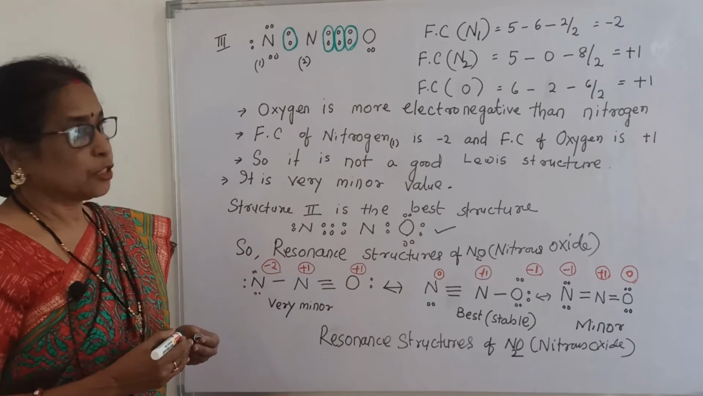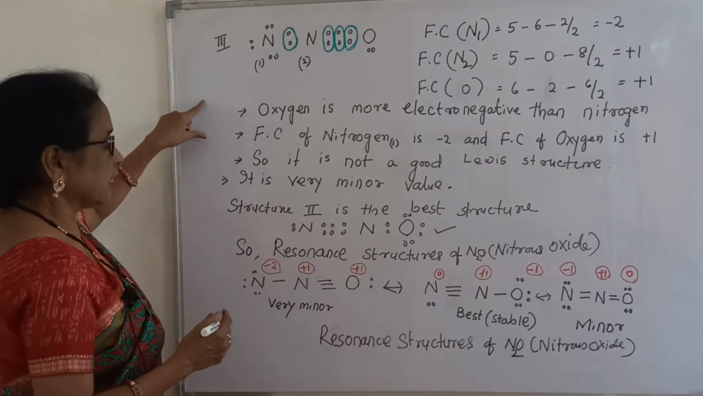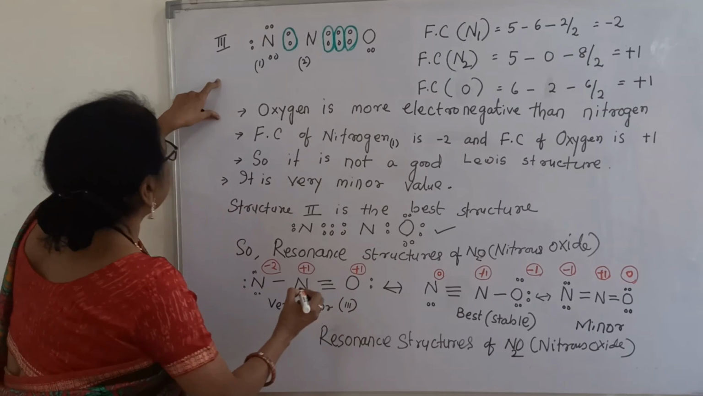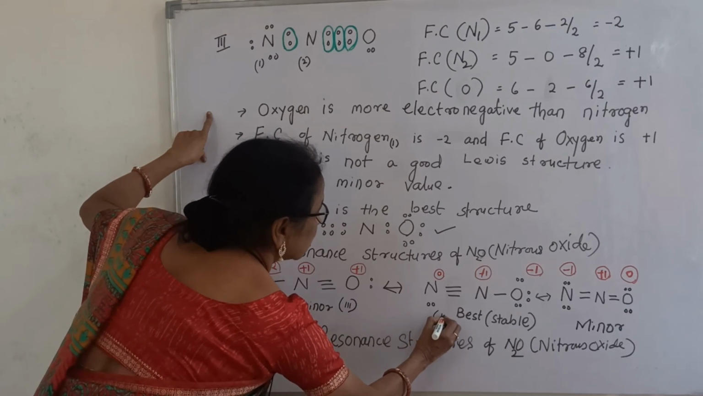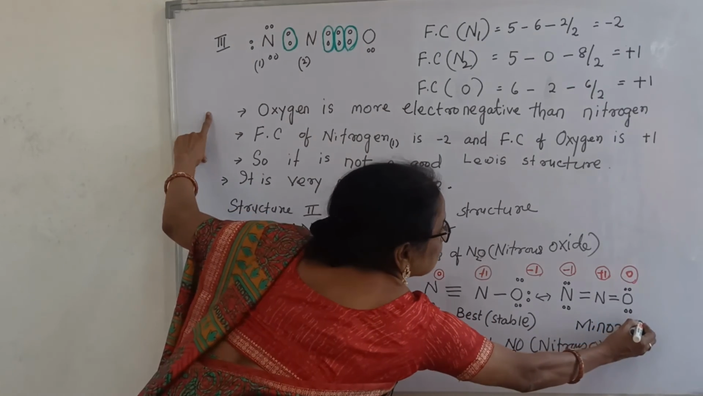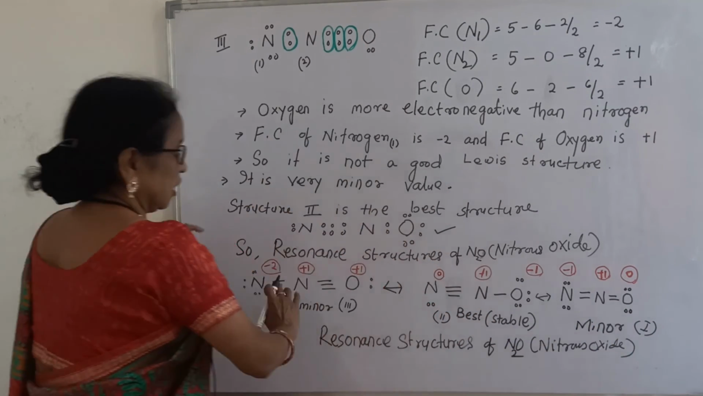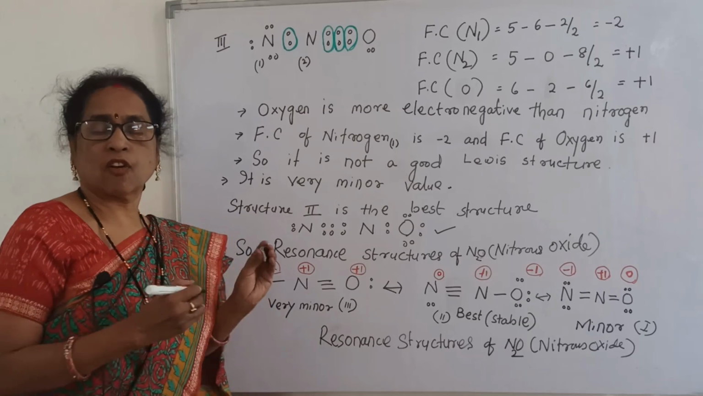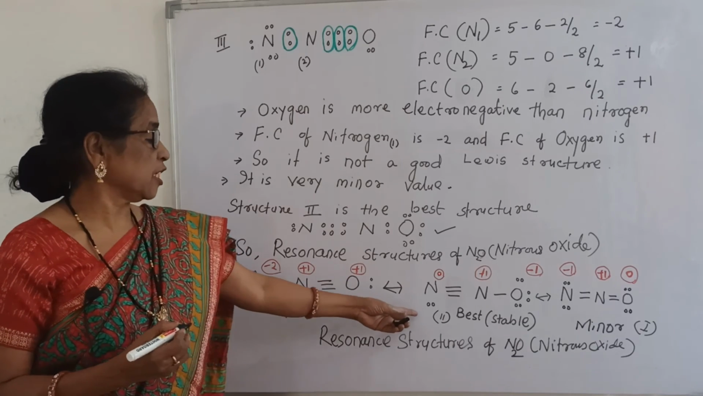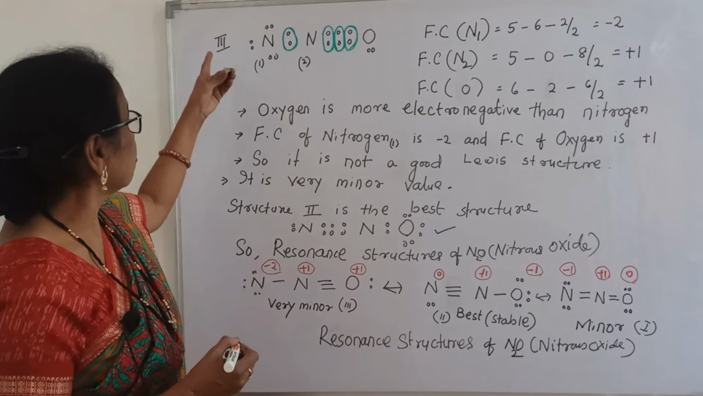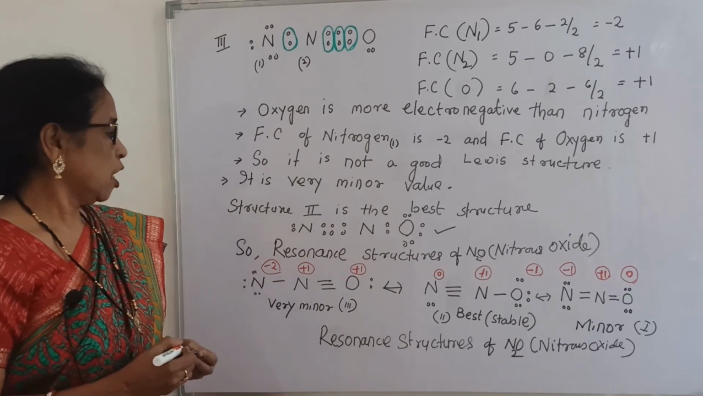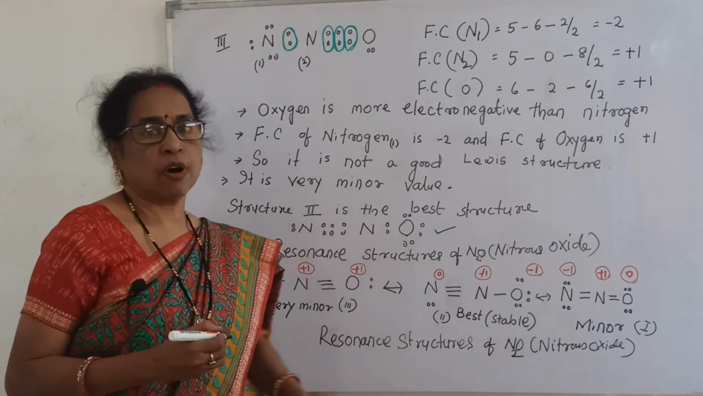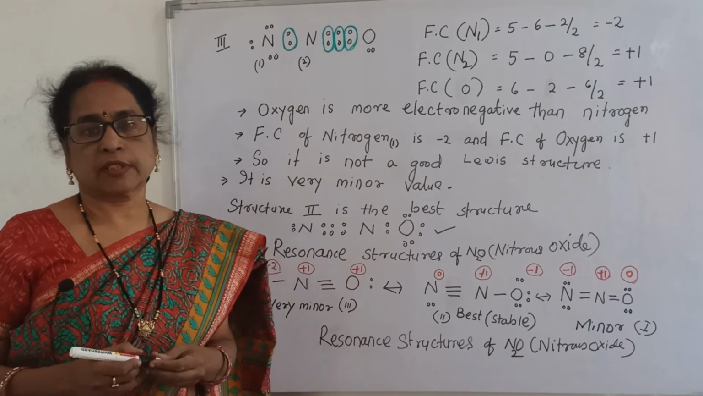So this is the resonance structure, but when I explain, I think this is structure 3. This is structure 3, and this is structure 2, and this is structure 1. So this is the resonance structure of nitrous oxide, and these are the Lewis structures according to formal charge, which is the best. The second one is the best according to my explanation. So this is the third structure, this is the second structure, this is structure 1, and this is the resonance structure of nitrous oxide.